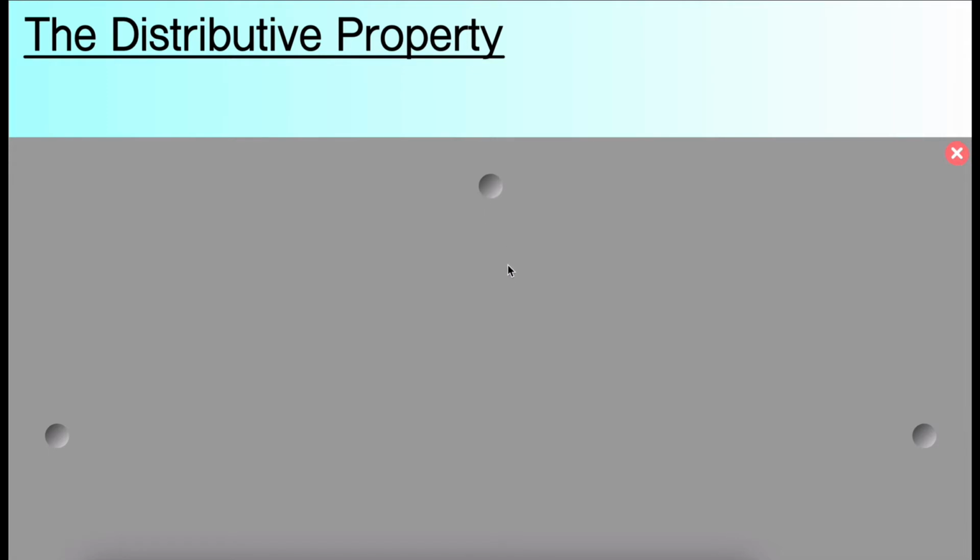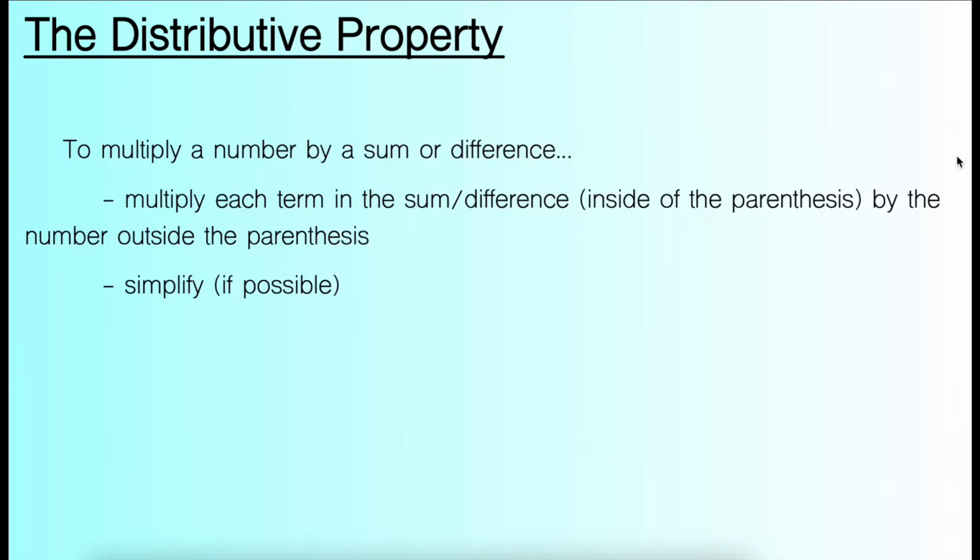We're looking to take an expression and rewrite it in a different way, but in a way that it's still equivalent to the original way it was written. The best thing to do is to look at an example, but before we do, I'll also give you the written out words of what the distributive property says. The distributive property says that if you are going to multiply some number by a sum, so an addition problem, or a difference, a subtraction problem.